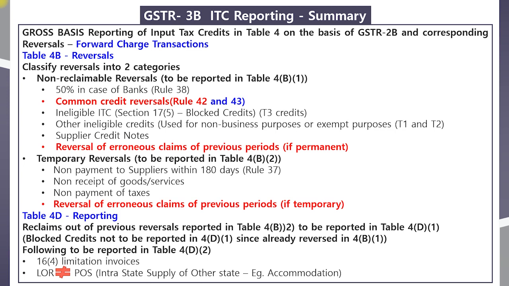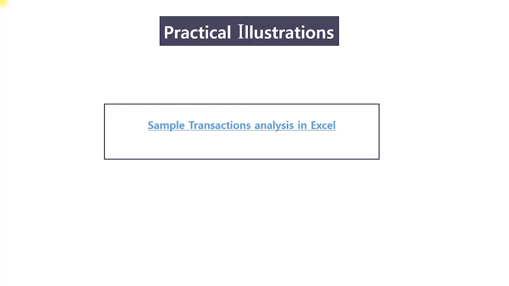So non-payment to suppliers within 180 days would be a temporary reversal. Non-receipt of goods or services would also be a temporary reversal. Non-payment of taxes for the time being. All these could be under temporary reversals. Now, we discussed that 4D is only a reporting table where we will be segmenting it under two categories. Reclaims would come in 4D1 while the ineligible would come in 4D2. Let us see some practical illustrations of how we would go about this.